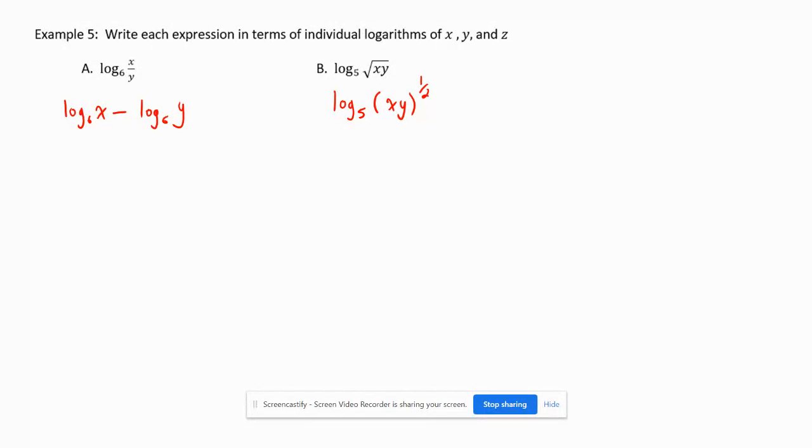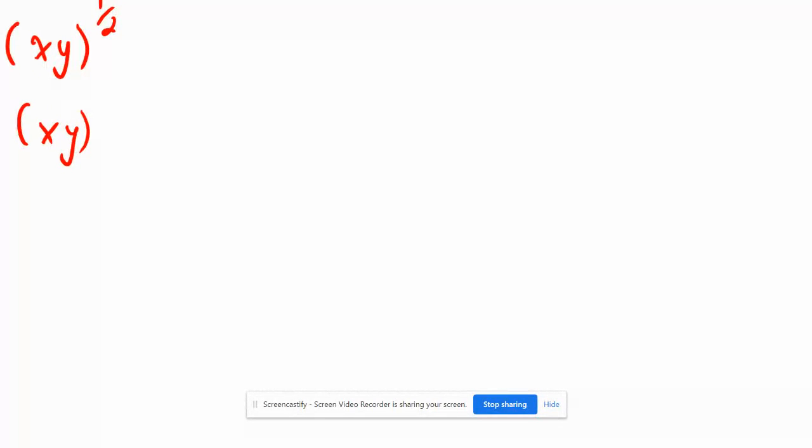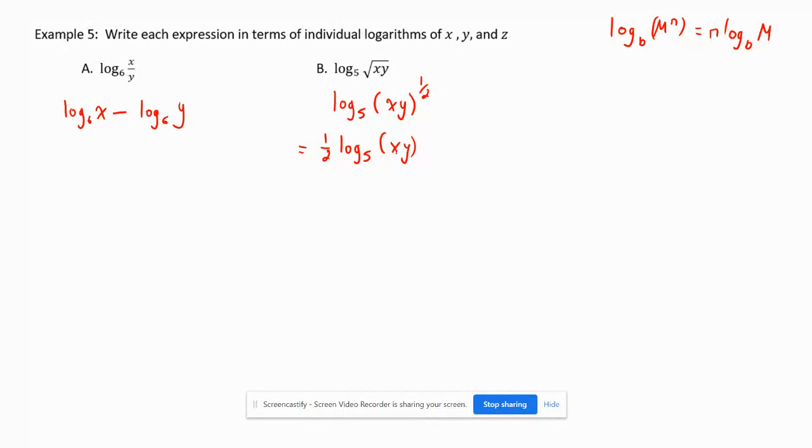Now the rule we had for our power law is that if you have an exponent inside the brackets like we do here, we can bring the exponent down in front. So this is the same thing as 1/2 log base 5 of xy. So the power law says we can take this exponent over here and bring it down in front as a coefficient.